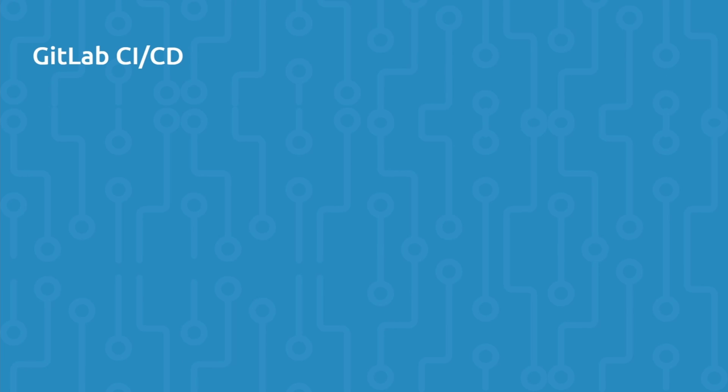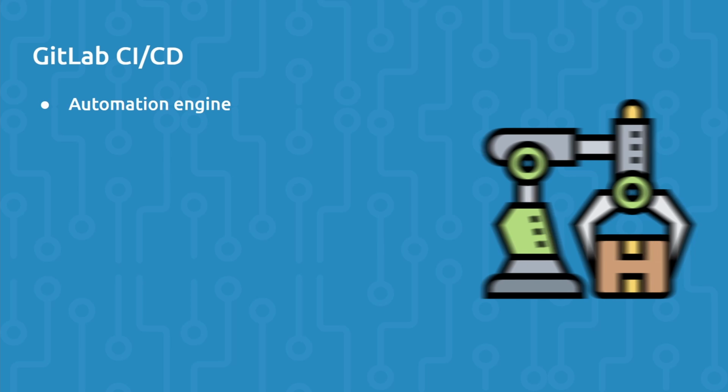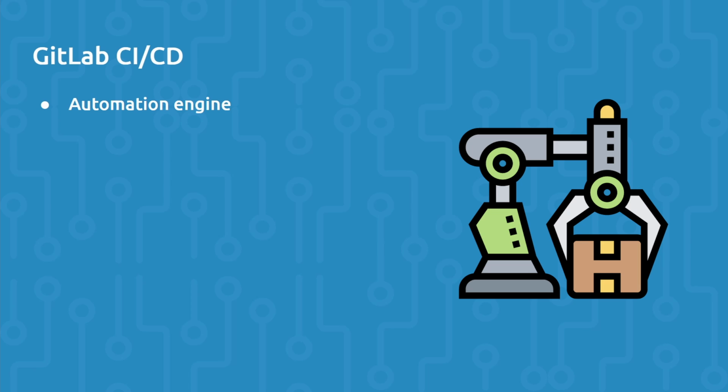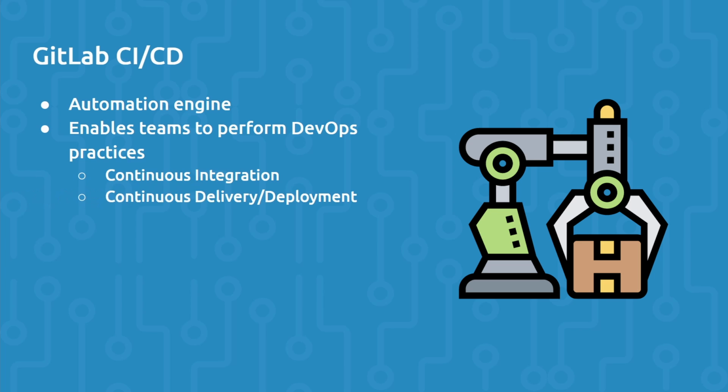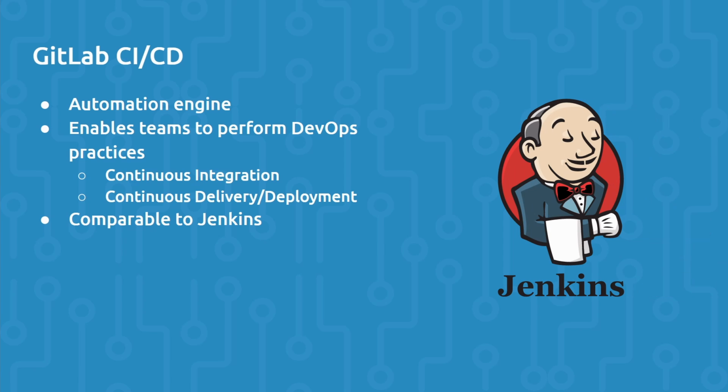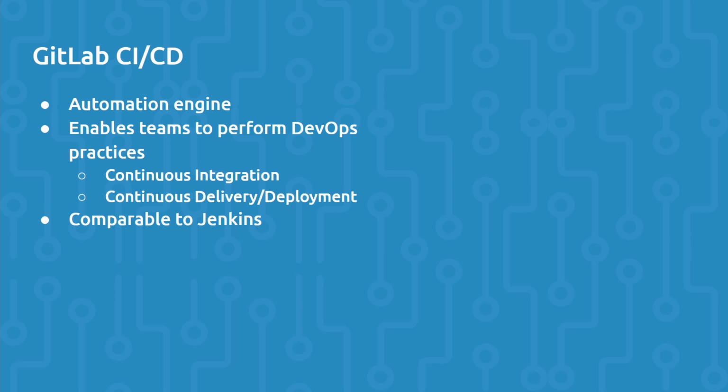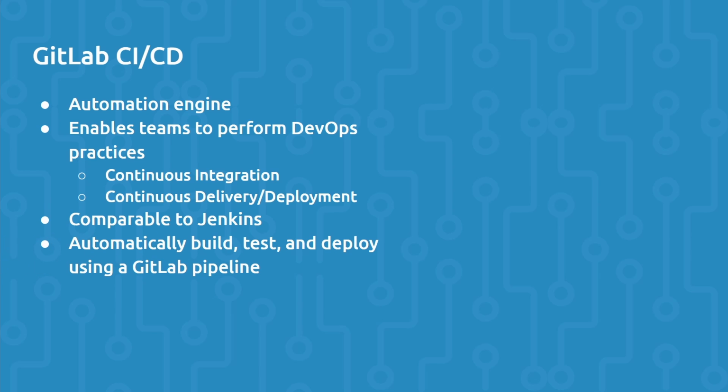So the first thing I want to do before creating our pipeline is provide a high-level overview of GitLab CI/CD and some key concepts. GitLab CI/CD is essentially an automation engine for your software development process. It includes a subset of GitLab features that allow you to perform DevOps practices like continuous integration and continuous delivery/deployment. It's comparable to a tool like Jenkins, which also serves as an automation engine that facilitates DevOps practices. With GitLab CI/CD, you can automatically build, test, and deploy your software project using GitLab pipelines.